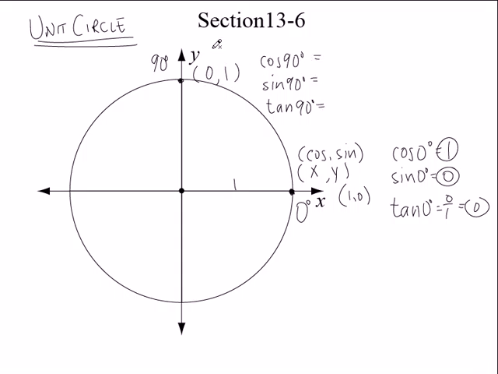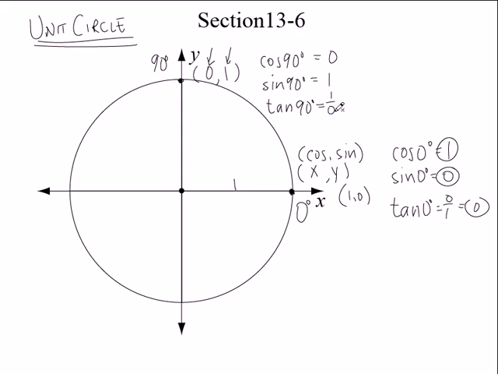The cosine is the first one. It's the x, so it's 0. The sine is the second one, and that's a 1. The tangent is the y over the x, or the sine over the cosine, so that's 1 over 0.